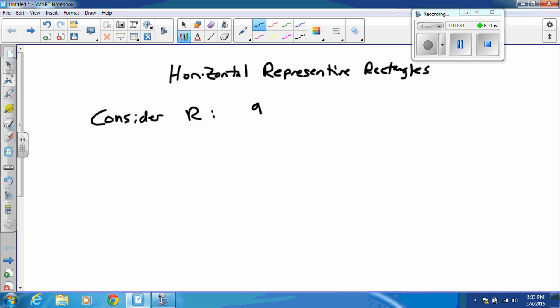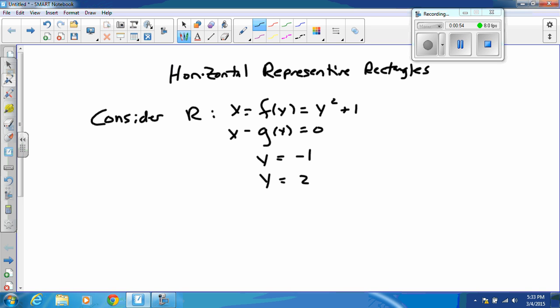Consider R defined by f of y is equal to y squared plus 1, and g of y is equal to 0, and the lines y equals -1 and y equals 2. What does this mean that we have functions of y? Well, what this means is that we are giving x coordinates in terms of y. And when we graph our x coordinates in terms of y, we're now going to end up with functions of y that are our x coordinates.